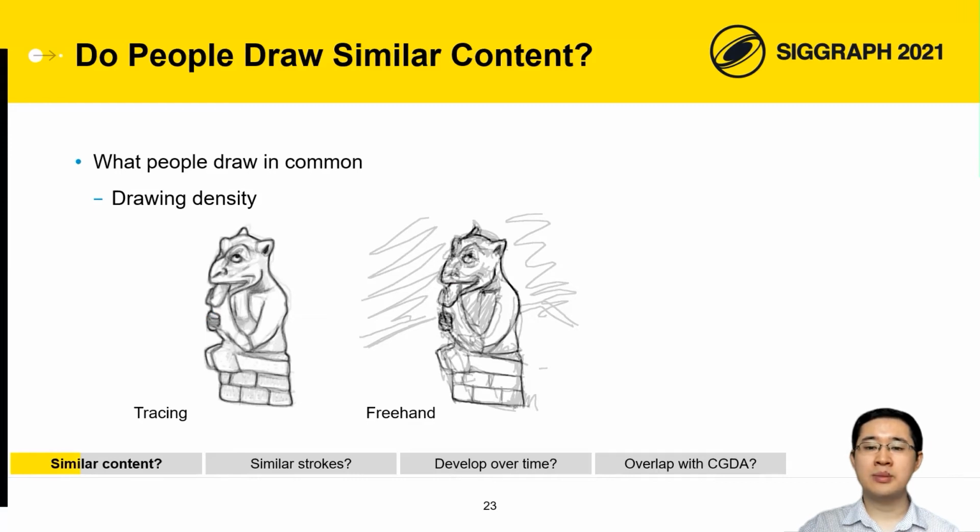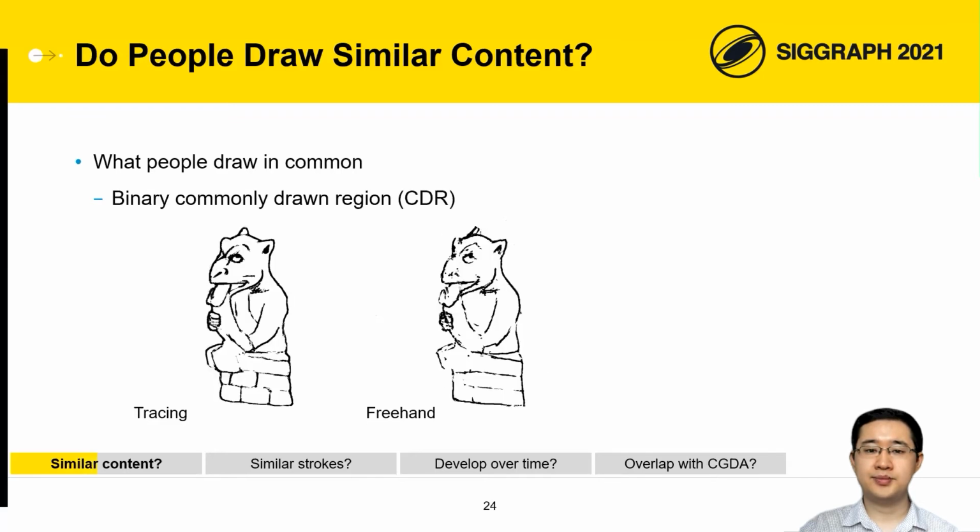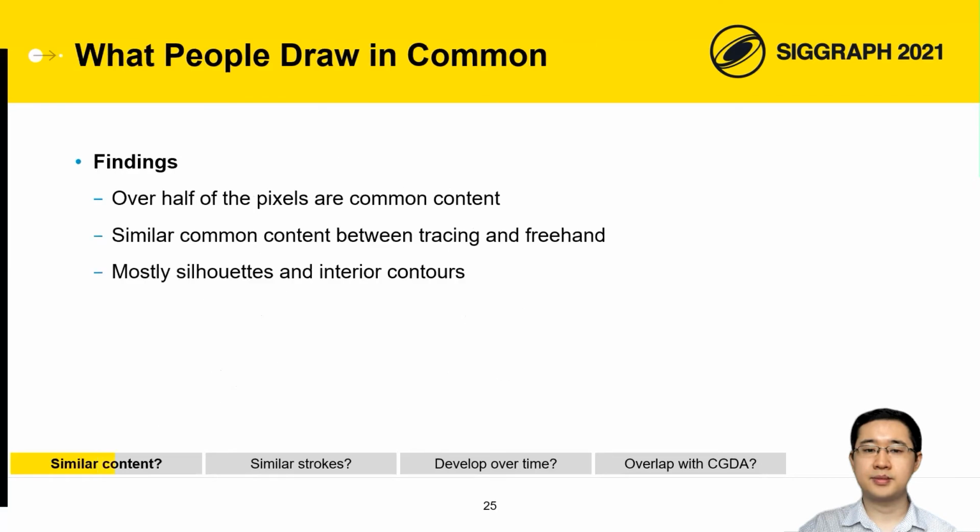We obtain drawing density by superimposing all tracings and all registered freehand drawings for each image prompt. We then obtain binary commonly drawn regions by thresholding the density maps. Tracing and freehand drawing have similar CDR. Between them, over 80% of the pairwise distances are within 4 pixels. We found that over half of the pixels are common content in either form of drawing. People also draw similar common content between tracing and freehand drawing. We observe that this mostly occurs as silhouettes and interior contours of objects.